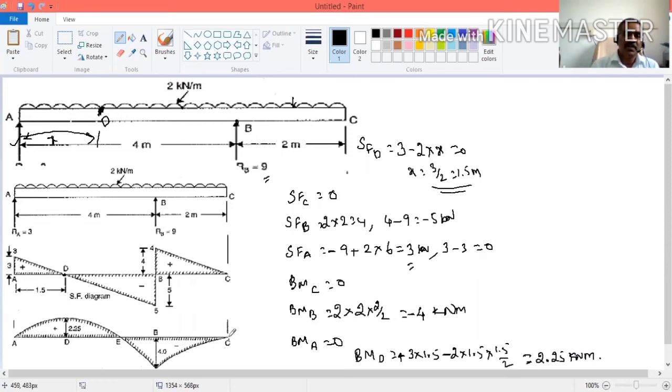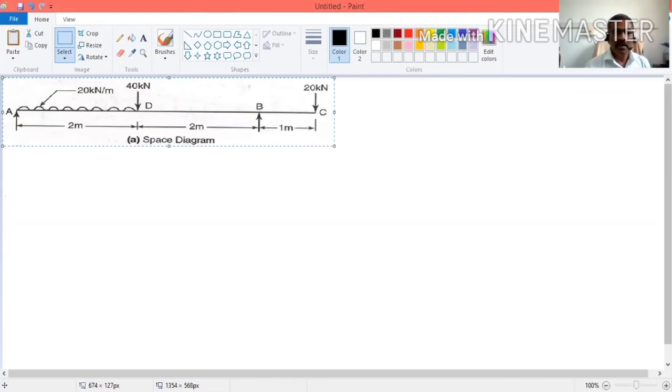Now you draw the bending moment diagram. Here it is 0, 0 to minus 4, minus 4 to plus 2.25, then it is coming to 0. So this is the way you have to draw the shear force and bending moment diagram. Now overhanging beam, right?